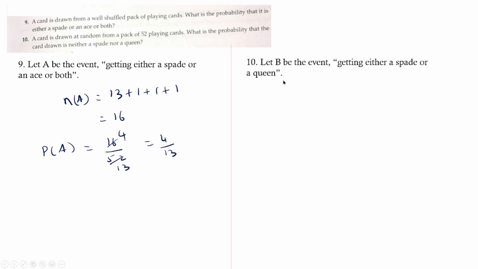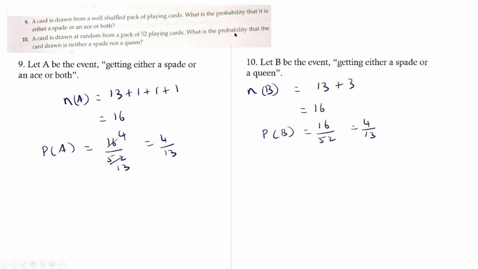So let B be the event of getting either a spade or a queen. n of B will be: we have 13 spade cards, which includes a queen. Apart from the queen of spades, we have 3 other queens. So this is equal to 16. So the probability of getting either a spade or a queen is 16 upon 52, which is 4 by 13.